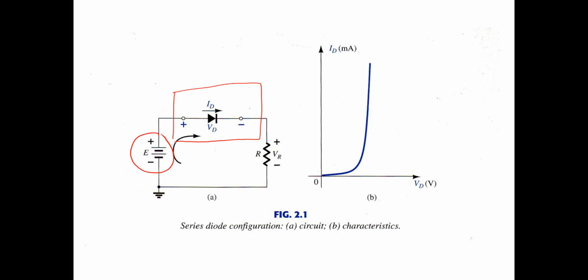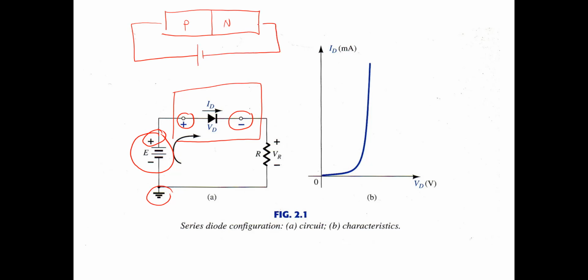Forward bias is when we connect the positive terminal of the diode to the positive terminal of the battery. This is the positive and this is the positive, and then the negative terminal of the diode to the negative terminal of the battery, or the ground. If you remember last time we discussed the semiconductor diode, this is the p-type and n-type. For forward bias, we connect the positive or p-type to the positive voltage and the negative to the negative voltage. So this is the forward bias.